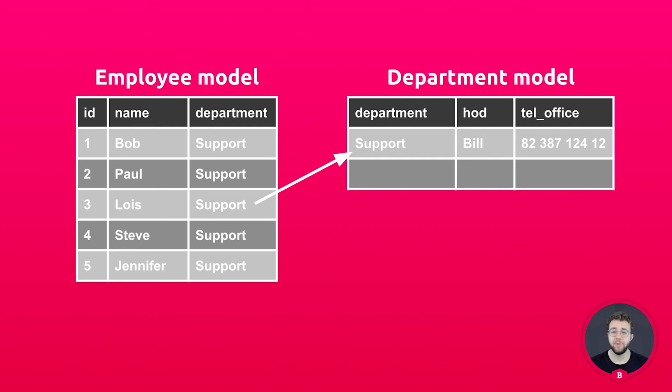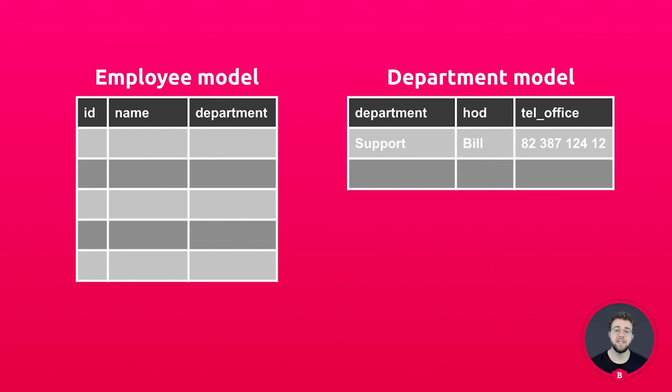Now, when we add a new employee, we only have to add a name and a department, because the rest of the department information is stored in a separate model, the department model. And if we want to delete all employees, you can see that the departments are still there within the department model with the department name, head of department, and the office phone number. And when we want to update anything, we only have to do that again in one place.